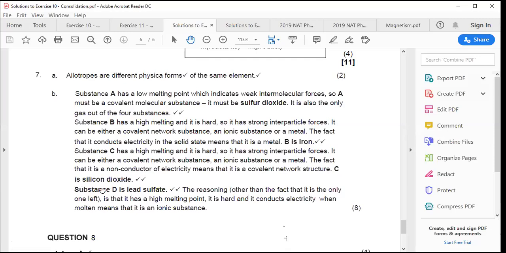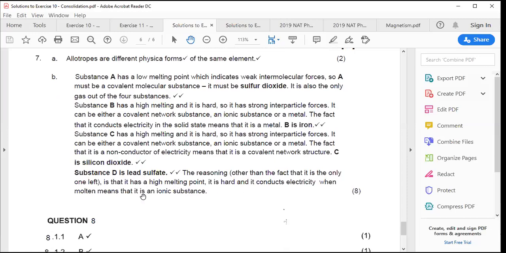Then we go to substance D. It's your lead sulfate. The reason, other than the fact that it's the only one left, is that it is a high melting point. It is hard and conducts electricity when it's a liquid or when it's in a molten state. Because it conducts when it's molten, it means it's an ionic substance. So D becomes lead sulfate.